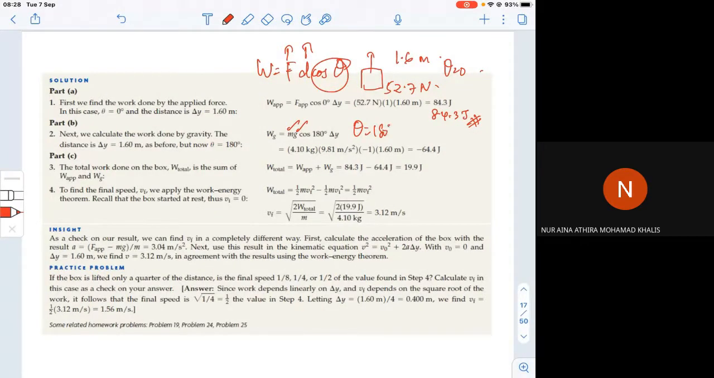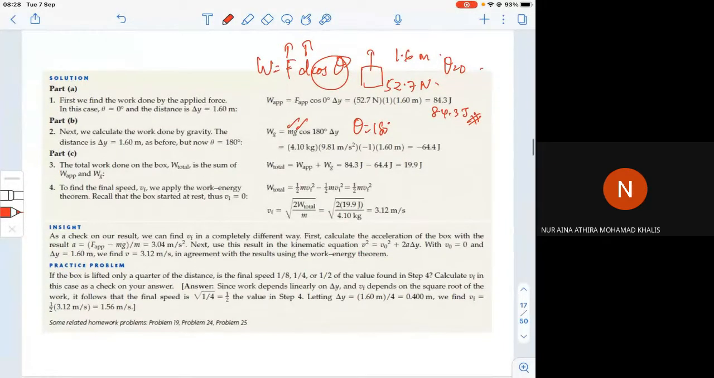Because the displacement is going up, to the positive y, and the mg is going to the negative y axis. Therefore, theta is 180. Cos 180 is equivalent to negative 1 here, times 1.6, and of course we will get a negative value of work.